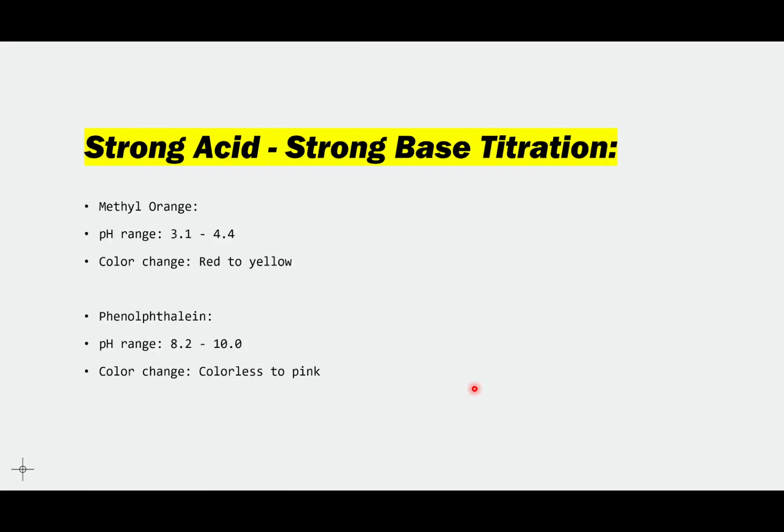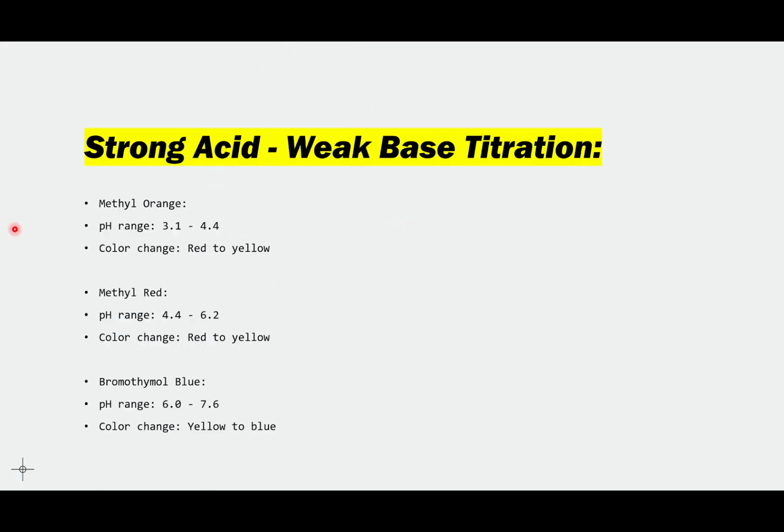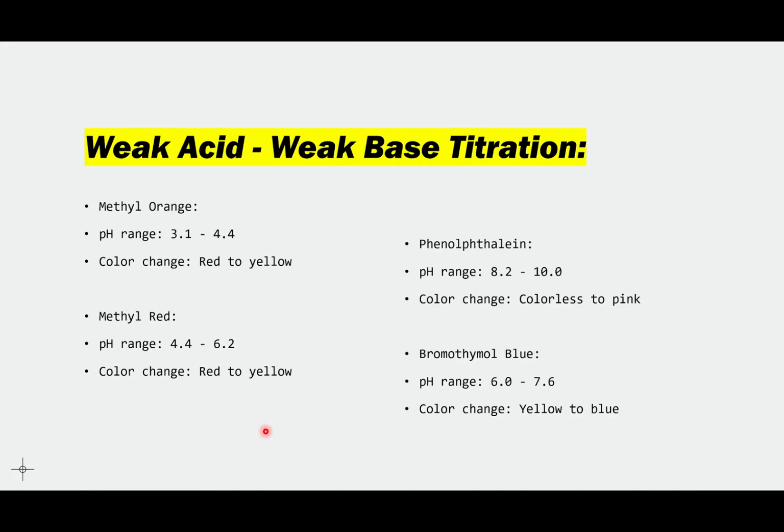So looking at strong acid, strong base titrations, we have methyl orange, which would be good, and phenolphthalein, which is good as well, right? Phenolphthalein changes color to pink, and methyl orange changes from red to yellow. For strong acid weak base titrations now, methyl orange is really good, methyl red is really good, and bromothymol blue is really good, right? For strong base weak acid titrations, phenolphthalein is good as well, methyl orange is good, and bromothymol blue is also good, right? So notice that phenolphthalein and methyl orange tend to be the more common indicators.